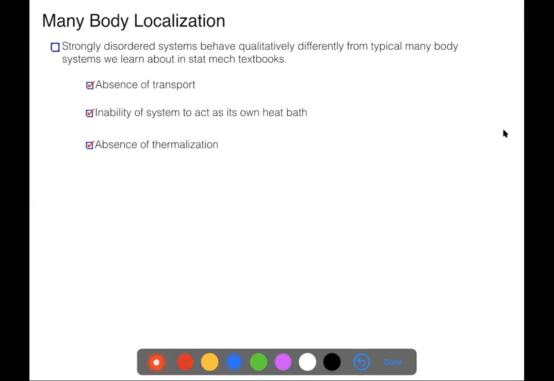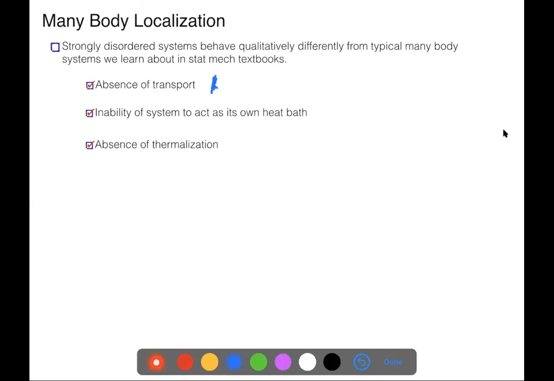Okay, so how do we think about it? Actually, Anderson thought about it way back in 1958, and he was talking about strongly disordered systems, say electrons moving in some potential, but the potential is some random thing. The claim is that strongly disordered systems behave qualitatively differently from typical many-body systems we learn about in stat mech textbooks. For example, there's no transport. If you take these electrons moving in a very strongly random potential and you try to tilt it by an electric field, you will not get a current out at the other end, at least not in the thermodynamic limit.